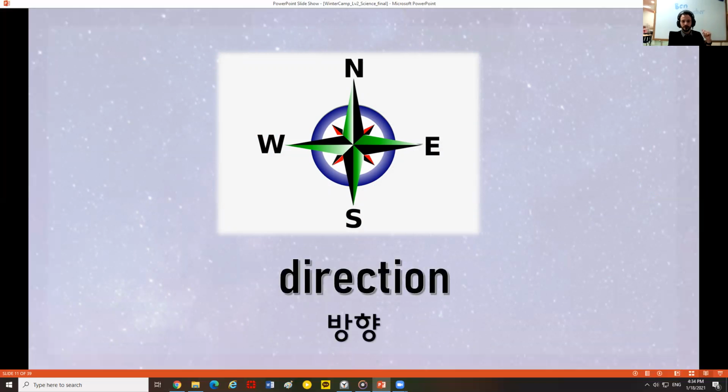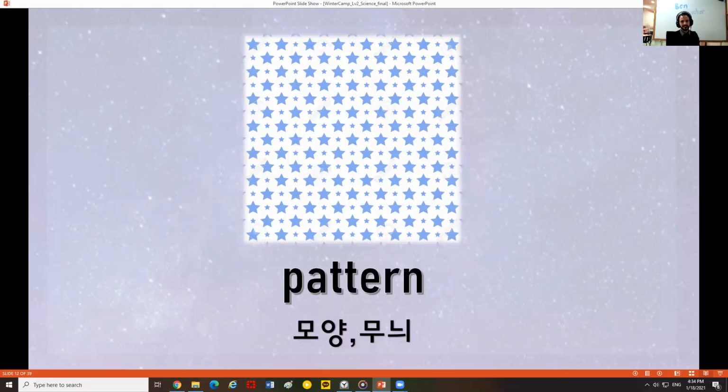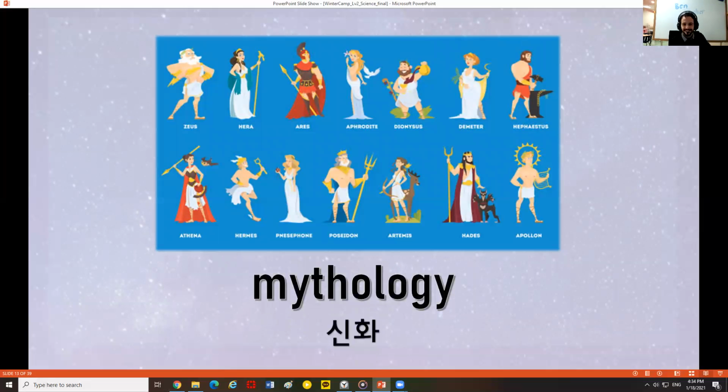Direction. North, east, south, and west are directions. Pattern. As we talked about, constellations are made of patterns of stars. Here we have a lovely pattern of big stars and little stars. Mythology. Constellations are related to mythology. So here we have some important people from Greek mythology, like Zeus, like Hades.